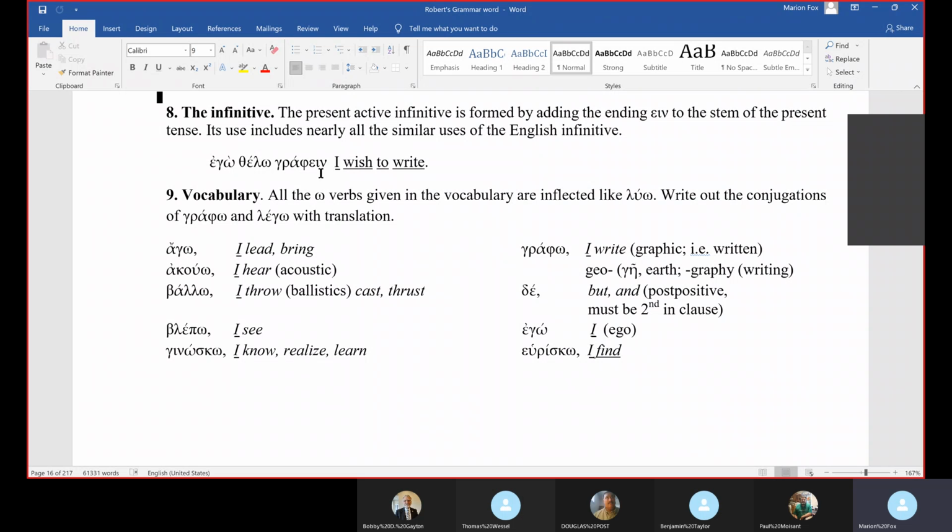And it's an active infinitive. We can have a passive voice infinitive as well. There is also another voice that we don't have in English. It's got some really important information in it. That's called the middle voice, but we'll cover that at a later time. I wish to write. And it's emphatic. And so this is a present tense, a continuous action infinitive.